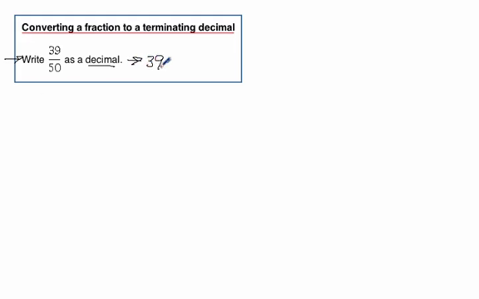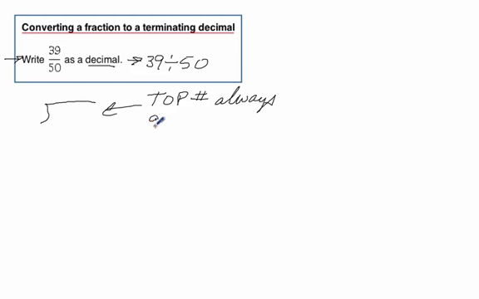39 divided by 50. Now you may know that, but students often make a mistake about which number to put inside the box. So this is a note that you could put in your notebook. The top number always goes inside. So 39 divided by 50 looks like that.